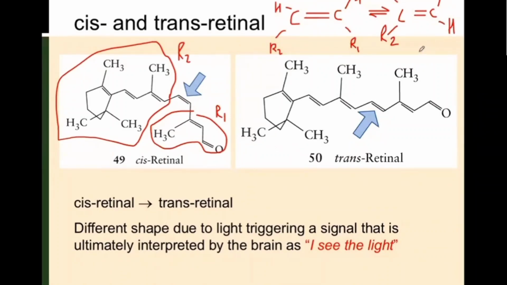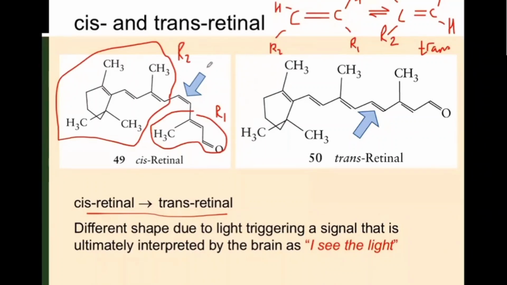And so it's this change, this movement or flipping of the bond, which enables us to perceive, well, an electrical response happens inside of our eye, and we perceive that as seeing the light. So cis retinal becomes trans retinal, so a different shape due to the light triggering a signal that is ultimately interpreted by the brain as "I see the light." So our brain goes, "Oh, the light is bright now."